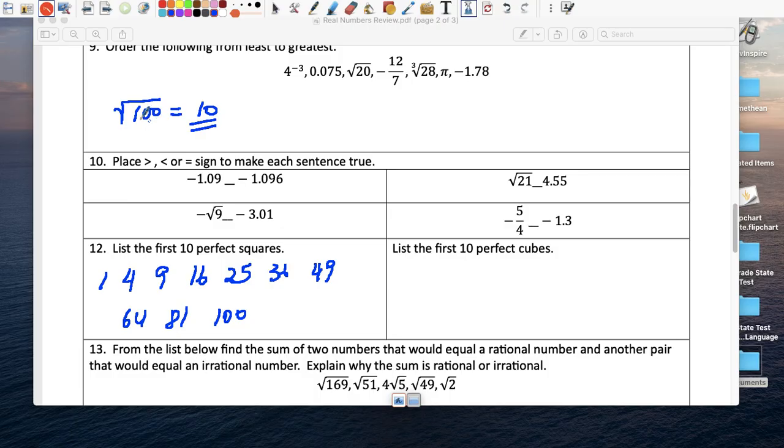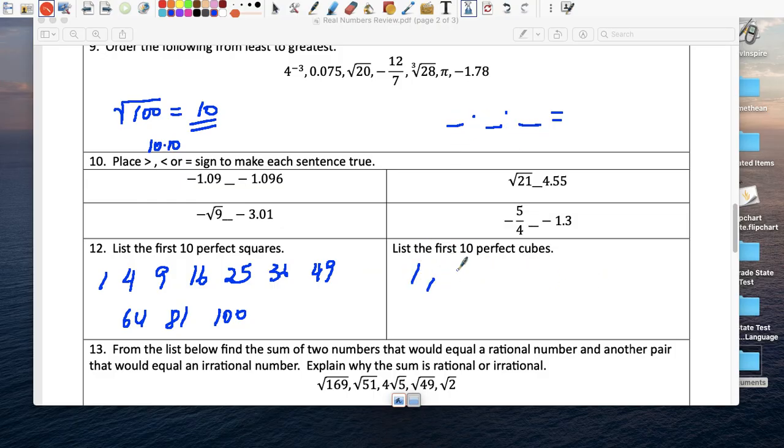Let me go back to the square root for a second. Square root of 100 is 10. Remember, 10 times 10 is 100. 49 would be 7 times 7, so its square root is 7, and so on. Now for the cubes, we're looking for perfect cubes: a nice integer that multiplied by itself three times gives you the following numbers that we're going to write right now.